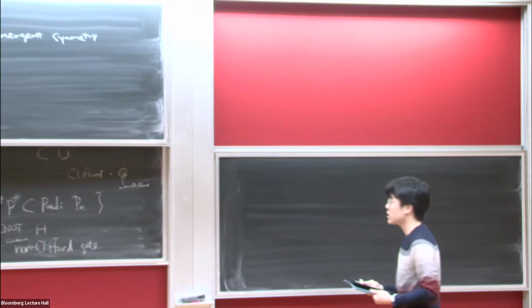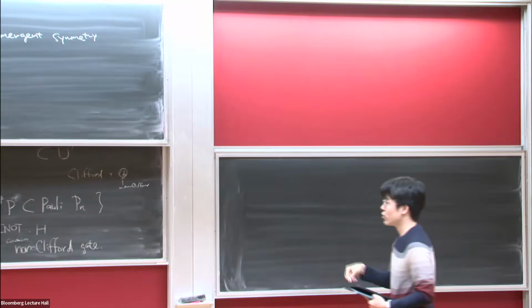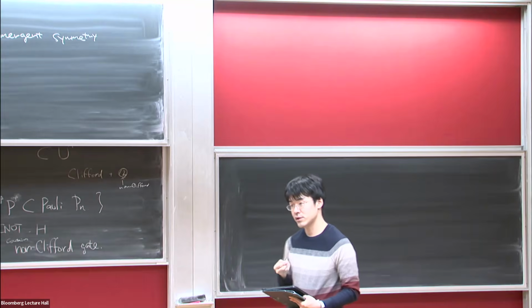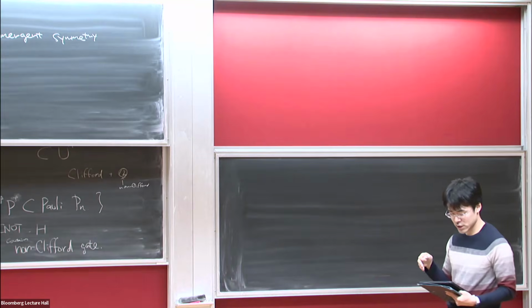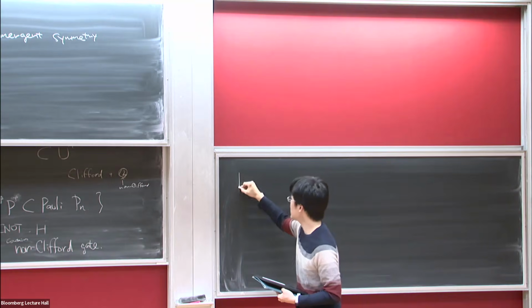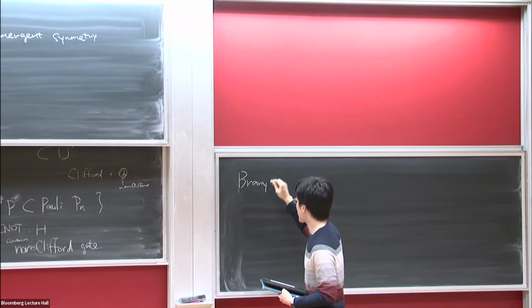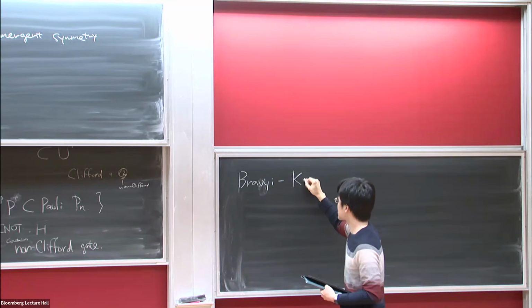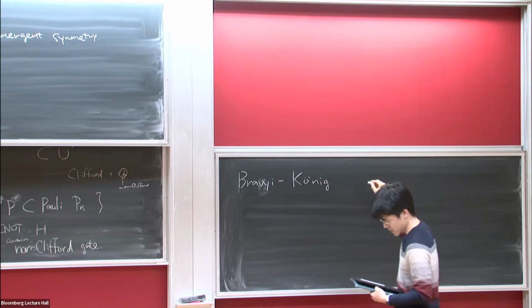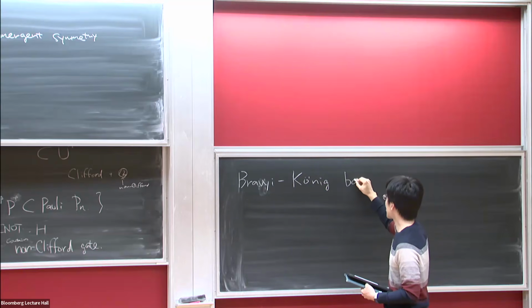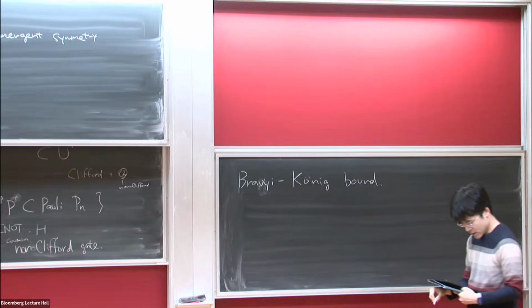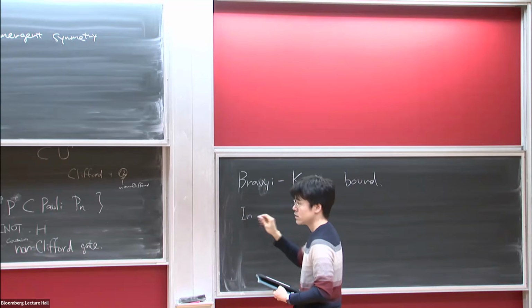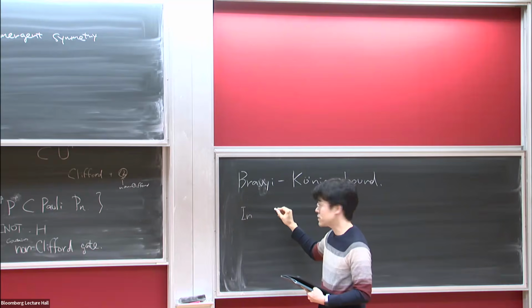And now I want to define some bounds on the possible logical operations on the local topological Pauli codes. The Bravyi bound states as follows. Let's consider a local Pauli code in d dimensions, d space dimensions.